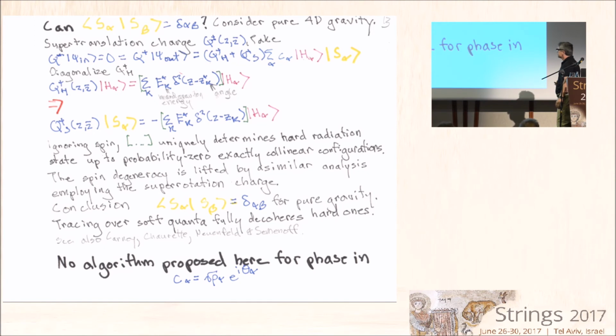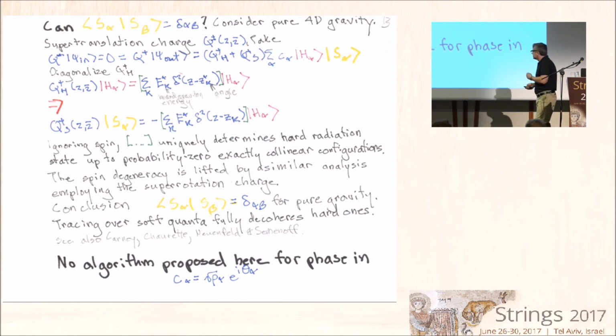And there was a very interesting paper last week by these authors who used completely different methods, who also showed, in ordinary scattering processes, they weren't really specializing to black holes, that tracing over soft quanta typically completely decoheres a scattering process. Now, I want to stress here that I haven't solved the information problem.